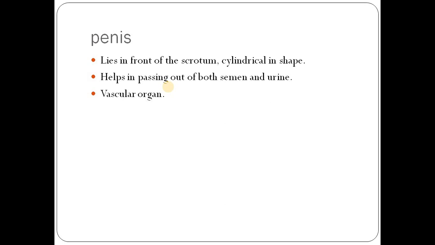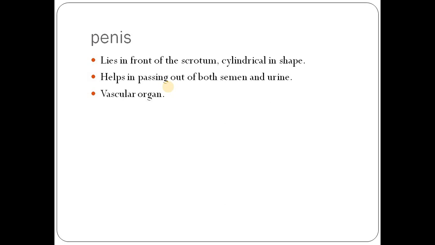Lastly, we have to talk about the penis. It lies in front of the scrotum. It is cylindrical in shape, and serves for the passing out of both semen as well as urine. It is a highly vascular organ having erectile tissues and vascular spaces. Under the influence of sexual stimulation, blood will flow in large amount into the penis and enter its spaces or sinuses, making it rigid and erect. Expansion of these spaces compresses the veins, and thus blood cannot drain out. Such a condition of the penis is called erection.